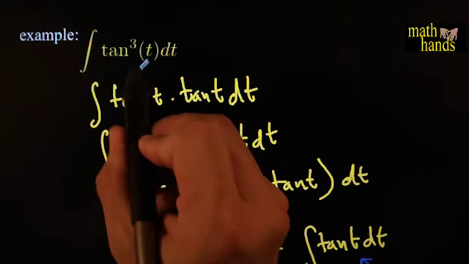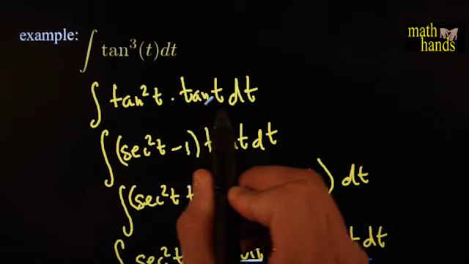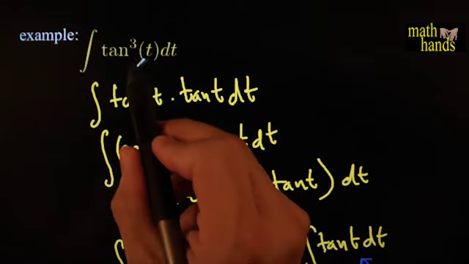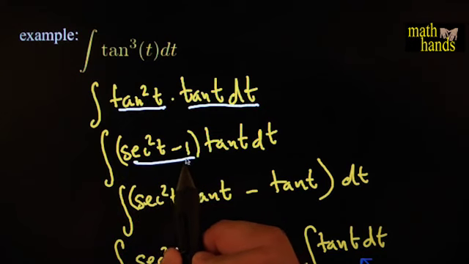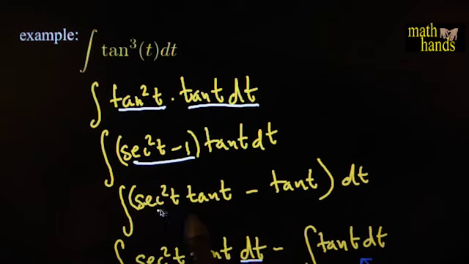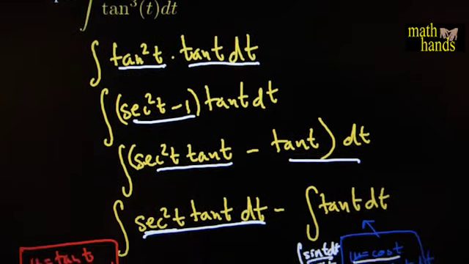Let's go through it again. You separate it, you earmark one of them, but no, you try to earmark it, but it doesn't work. However, the tangent squared can be exchanged for secant squared minus 1. You distribute it. Each of these problems becomes easier to handle.